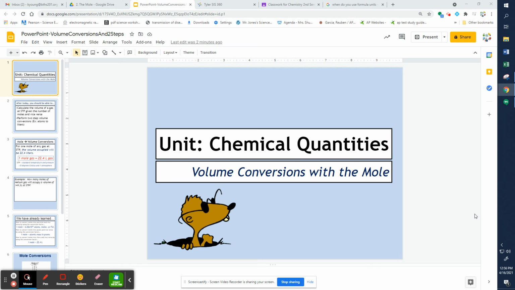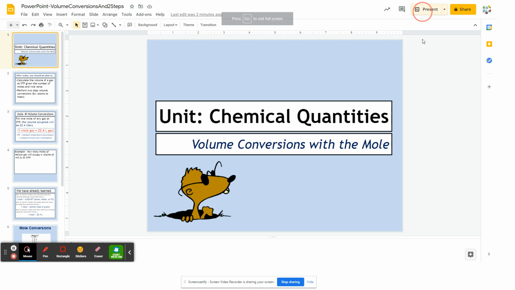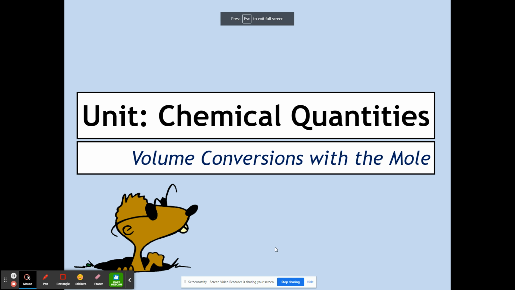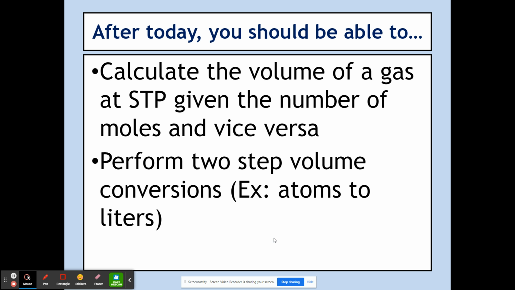Hello, ladies and gentlemen. Today we'll be learning the last piece of the mole puzzle, volume conversions, and going to the mole, and then other things. So after today, you should be able to calculate the volume of a gas at standard temperature and pressure, given the number of moles, and back and forth, and then also be able to perform two-step volume conversions, example being like atoms to liters or molecules to liters.